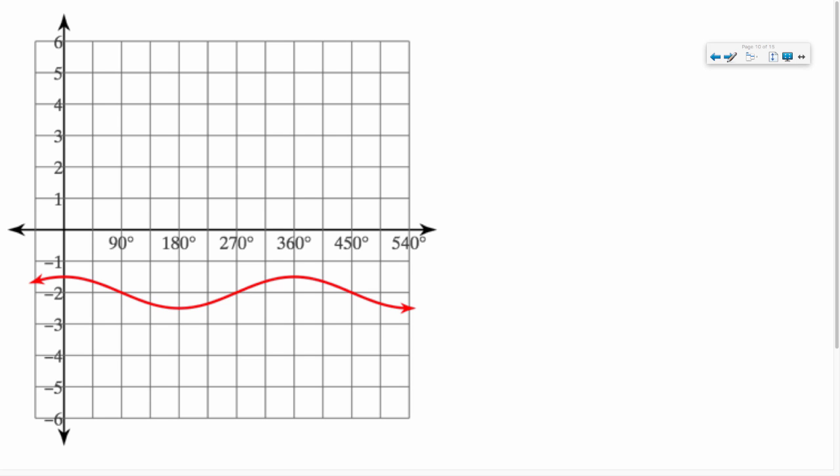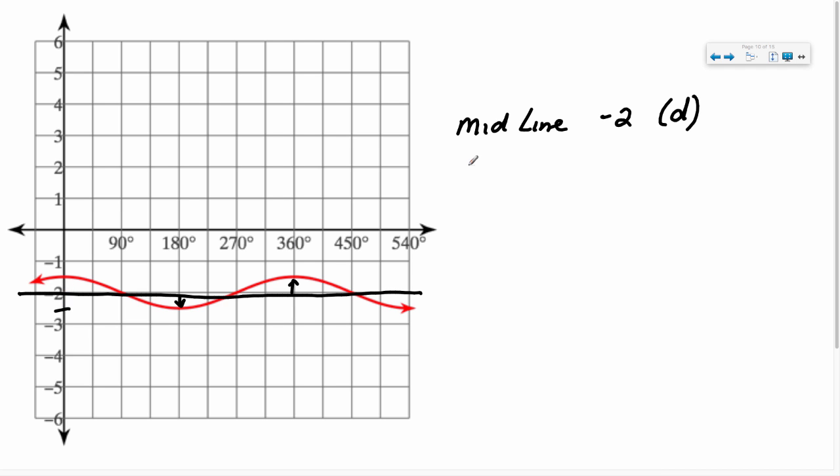Now this one's a little squishy, so it's tough to see, but I think right here, that's my midline. And the midline occurs at -2. So my D would be -2. My amplitude is very tiny. It's this little space in here, and if you look at the y-axis, you'll see that it's 1/2. And that's my A.